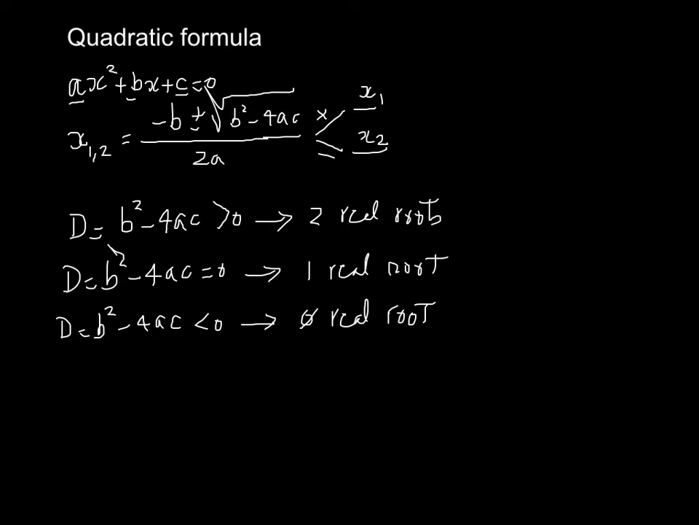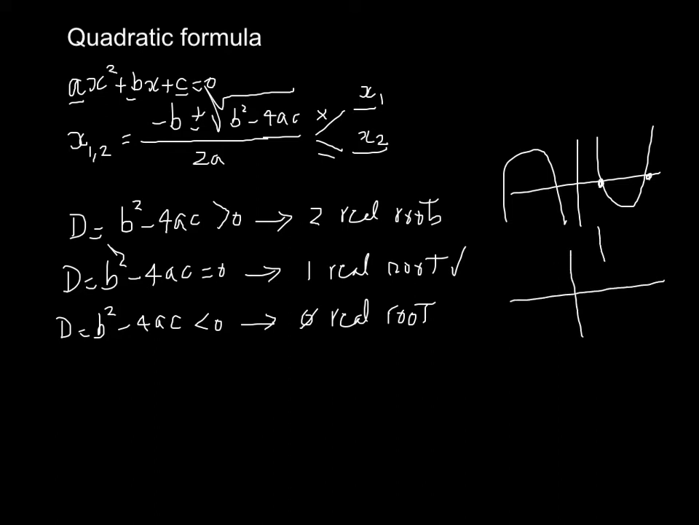Now, if you want to know graphically how they relate to the graph of the parabola, these are the cases. If d is greater than 0, then we know that there are two real roots. Then it means that your parabola crosses the x-axis at 2 points, or this way, doesn't matter. If d is equal to 0, in this case, then there is only one real root. Then it means that your parabola crosses or touches the x-axis once. So you will get something like this one.